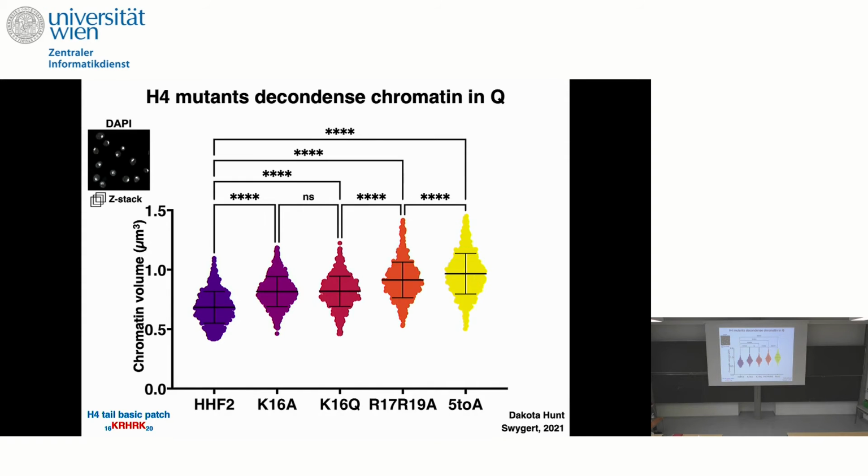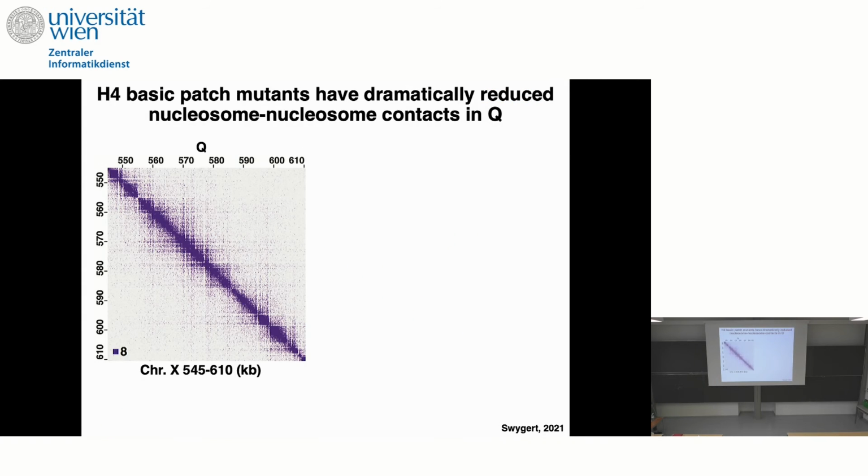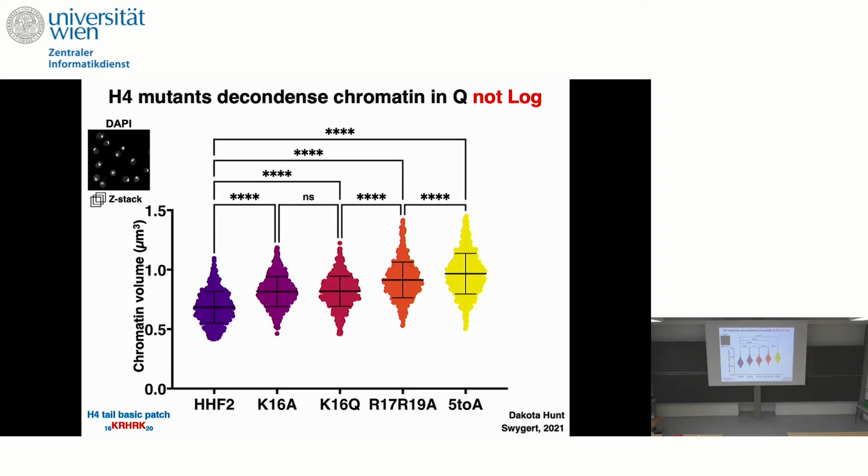So this is consistent with, again, the H4 basic patch regulating chromatin condensation in quiescence. And this is something that happens only in quiescence. This does not happen in log cells.